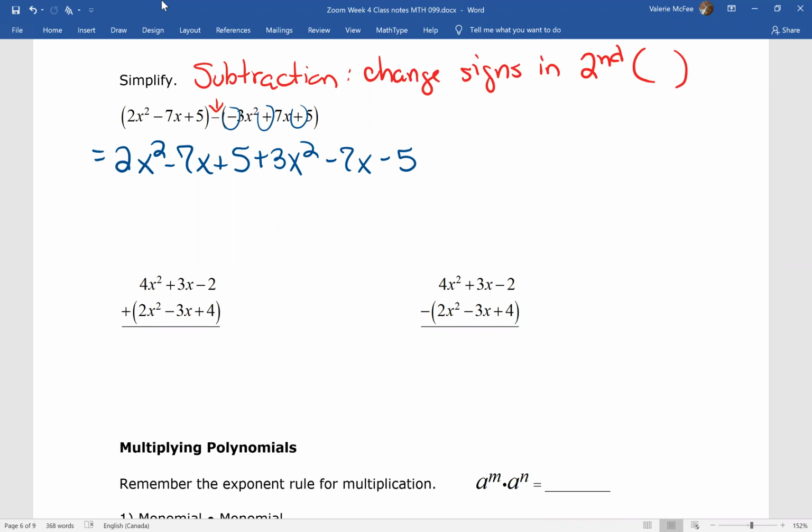And now we combine like terms again. You don't have to write your terms that are like together. I'm just doing it so we can see it more easily.